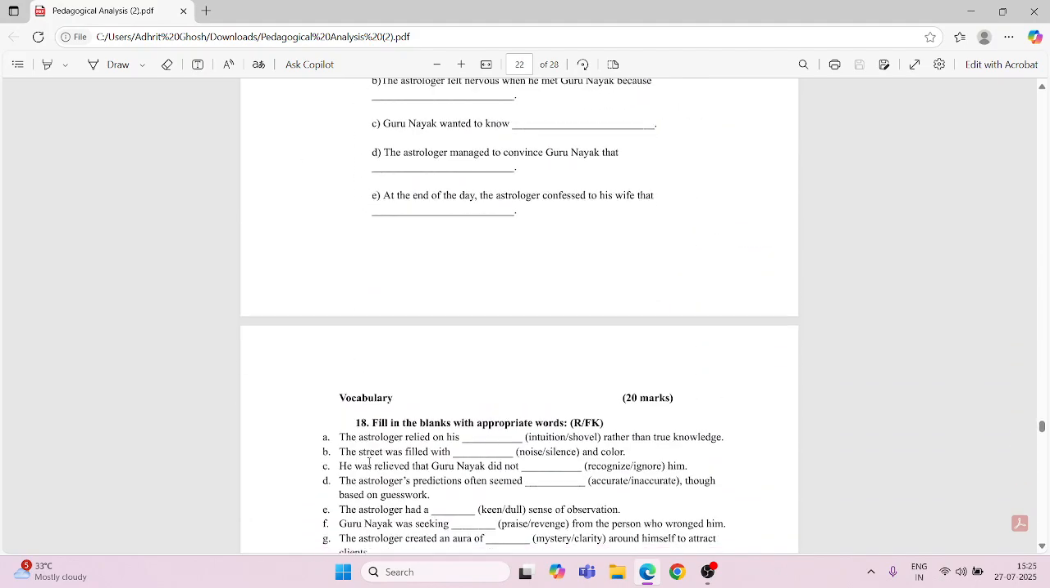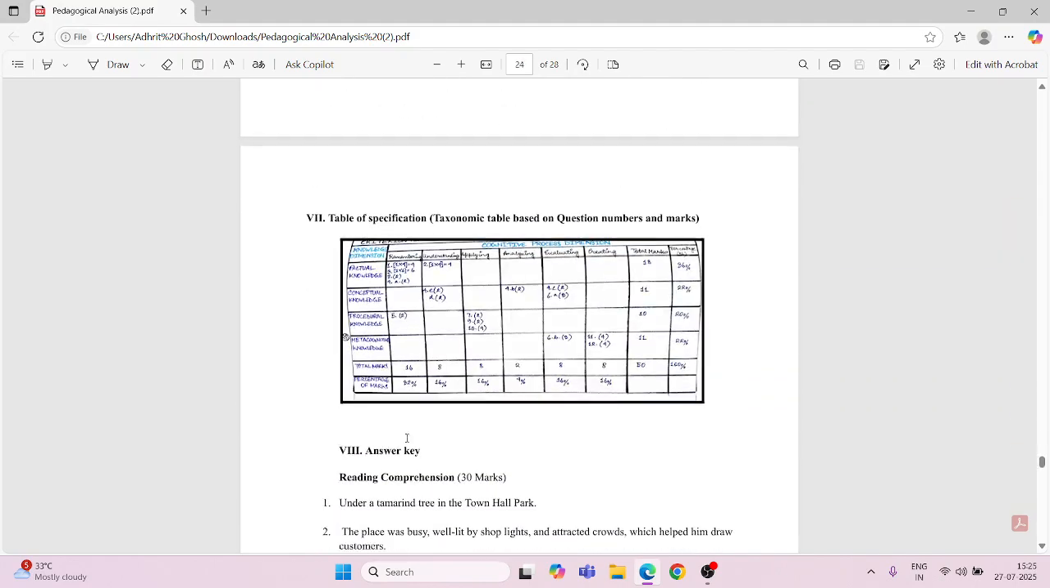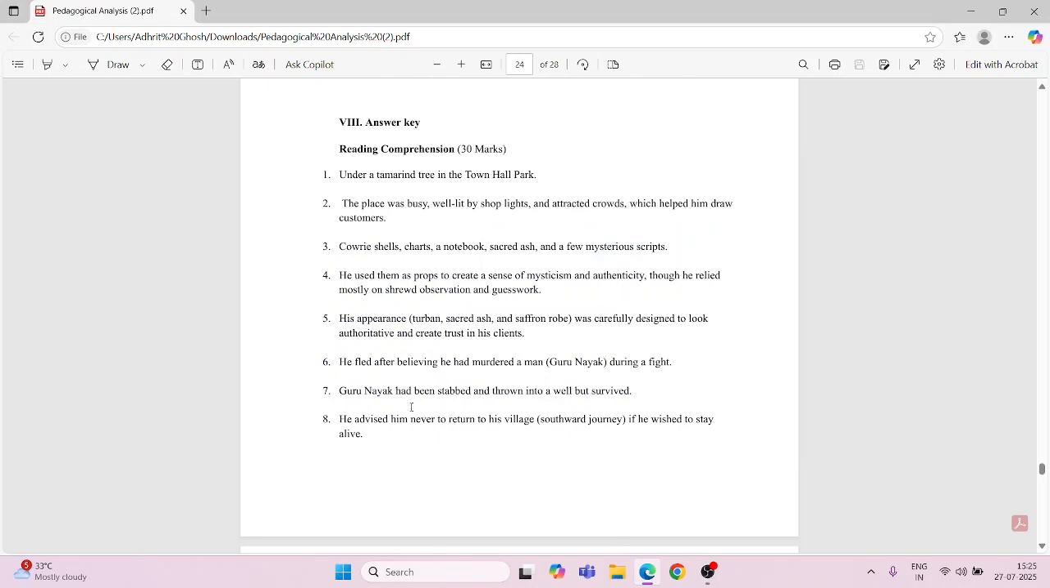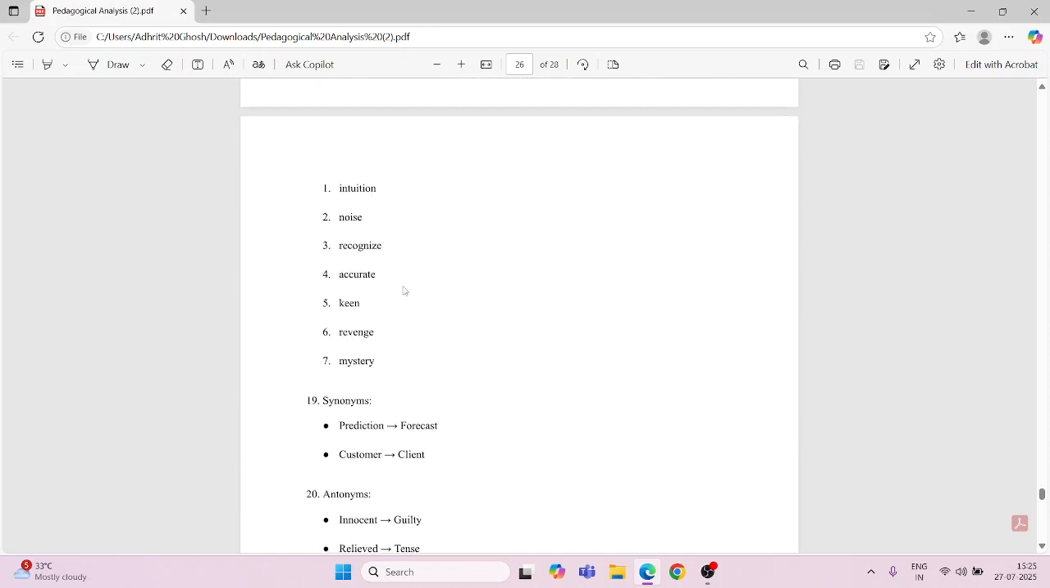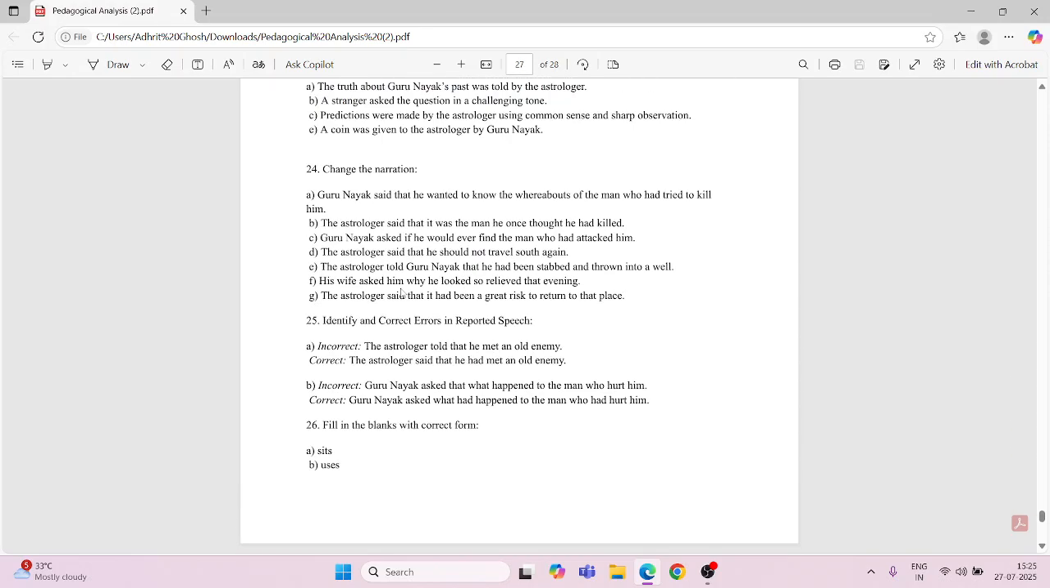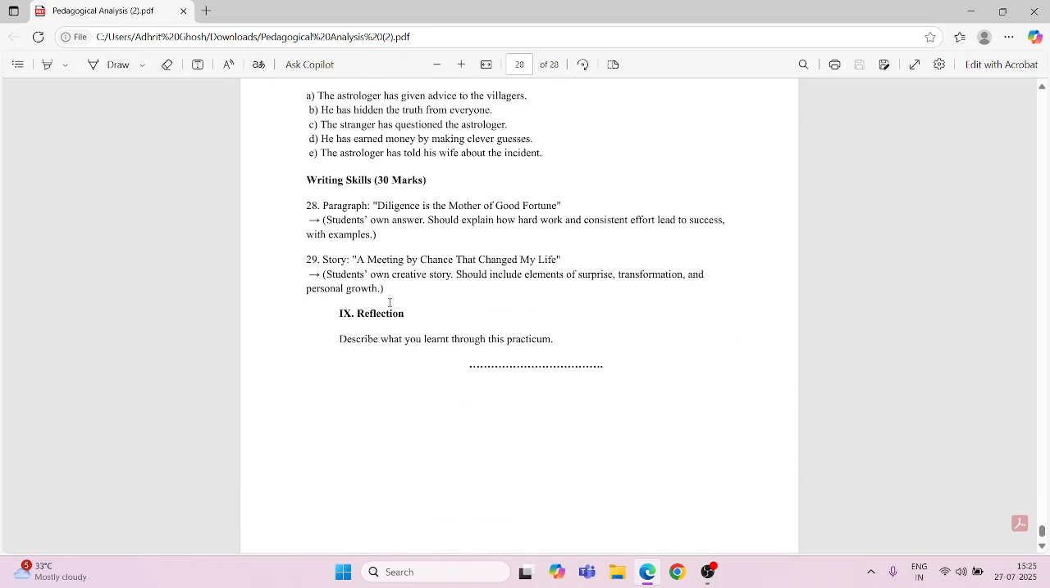Now we move on to the final segment, that is the answer key, where you just record the answers of all the questions that you have given, under 30 marks, and under grammar and vocabulary and writing skill and everything. And finally, you write your reflection. Now, what is reflection? Reflection is where you note down what you've learned while doing the practicum, what you've learned through the practicum.